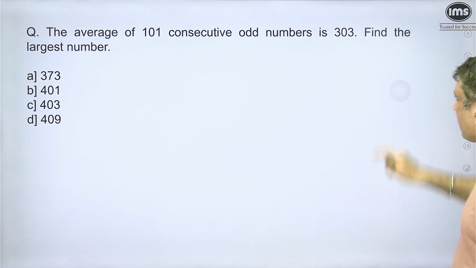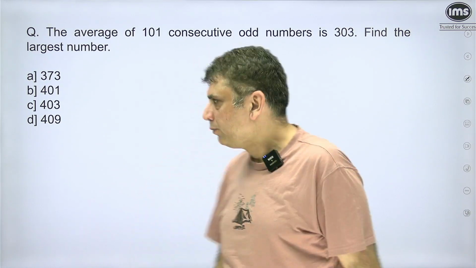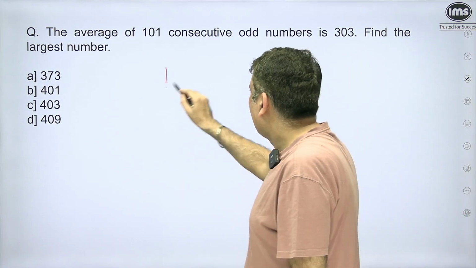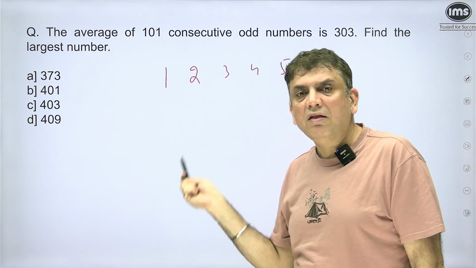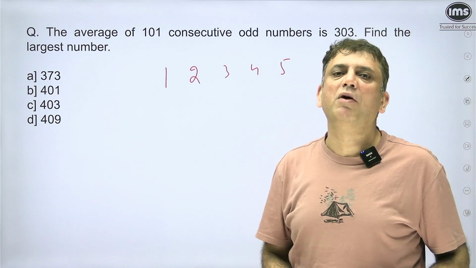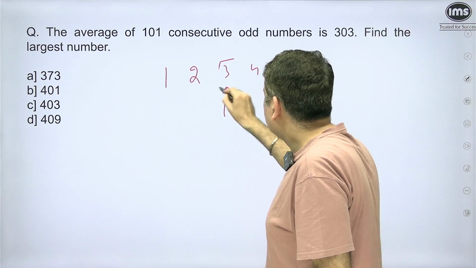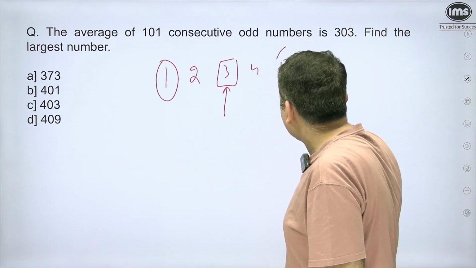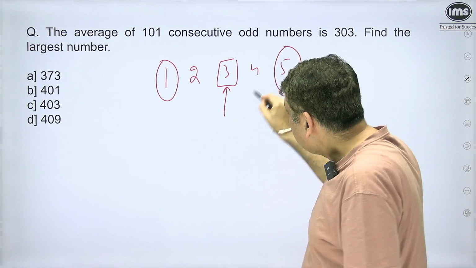Let's understand this. Before that, let's understand a concept on consecutive numbers and average. Let's take 5 consecutive numbers: 1, 2, 3, 4, 5. Pause the video and try to find the simple arithmetic mean of these 5 numbers. Add the numbers and divide by 5. What will be the average? The average will be 3, the middle term. It's either the first term plus the last term divided by 2, 1 plus 5 is 6, 6 by 2 is 3, or the middle term.